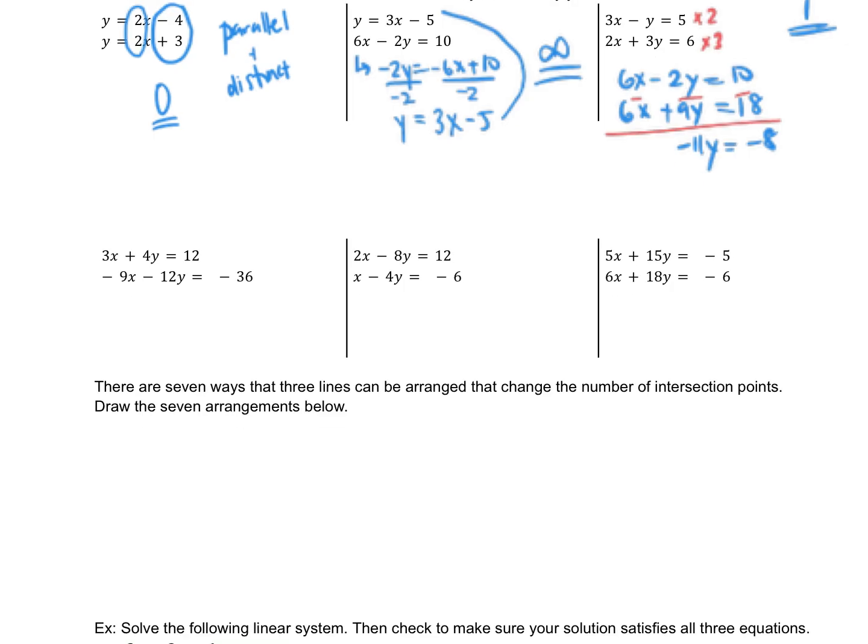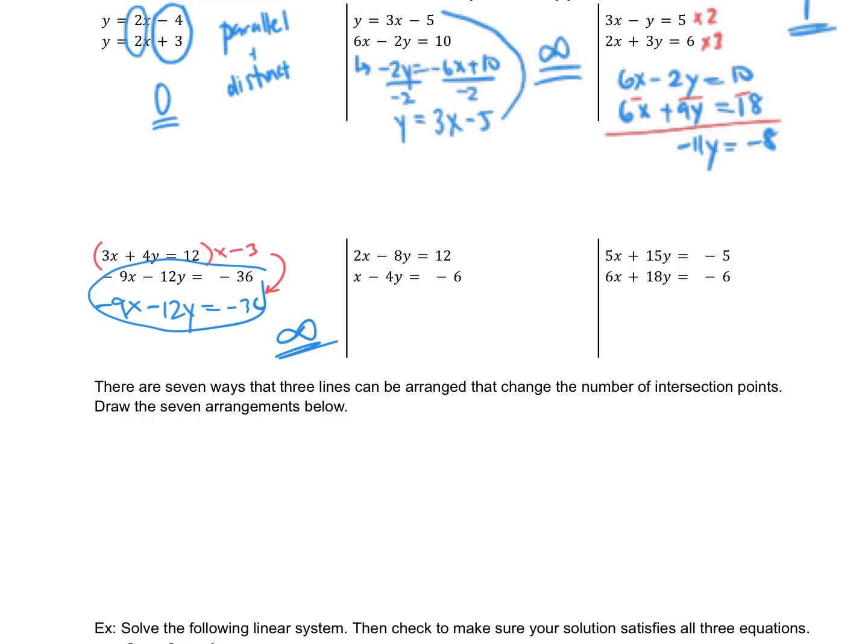Okay. The next one. Both of my equations are in standard form, so I'm just going to see if I can match the equations. I'm going to multiply the first line by -3. And I get -9x, so the x's are matching, -12y, those are matching, and -36. They end up being the exact same line, so I have an infinite number of solutions.